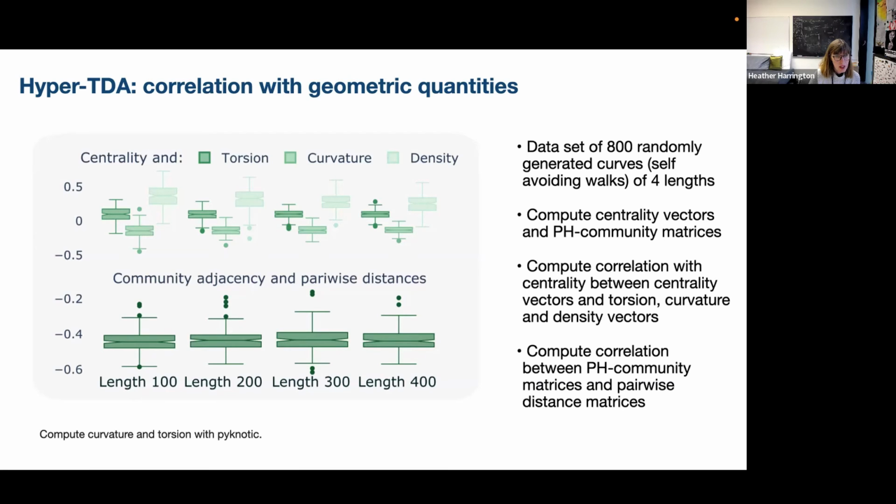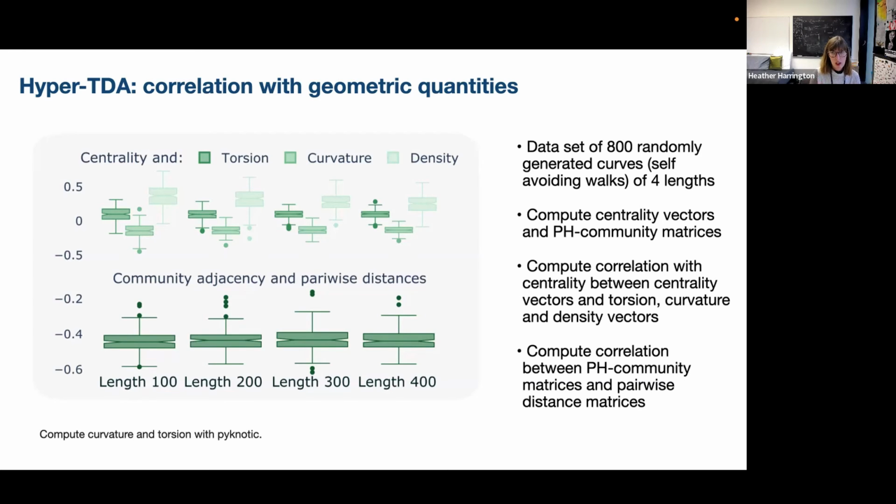And now I can't remember our definition of density. I can look it up if somebody asks me a question. But you can see that density seems to correlate well. I think that's like looking at every, no, I'm going to get it wrong, but I can look it up if somebody has a question. But we can see that torsion and curvature don't correlate at all with the centrality. And then we looked at the persistent homology community matrices and the pairwise distance matrices, and there's no correlation. Again, it's really bad.